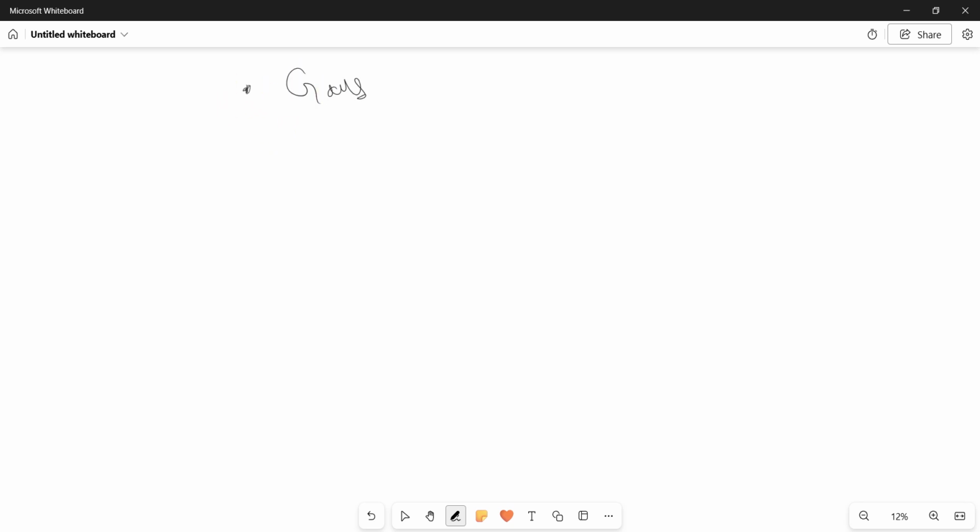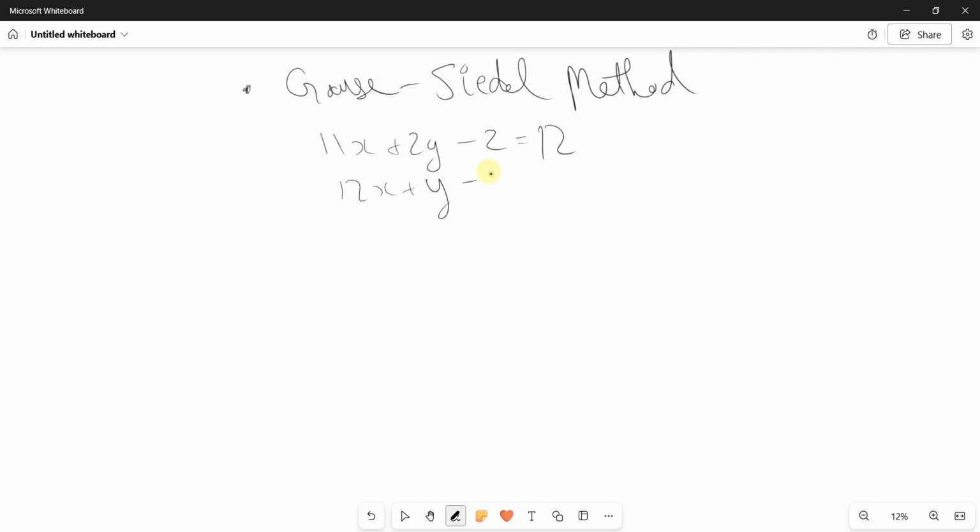So, Gauss-Seidel method. So what does it do here? So it's the same thing as we did in Jacobi. So assume like 11x plus 2y minus z is equals to 12, and 12x plus y minus z, sorry, plus z is equals to 23. Okay, and then you have one more, x plus y plus z is equals to 16. Okay, I'm just taking these equations. I don't even know if it has a solution, but yeah, I'll just take them.